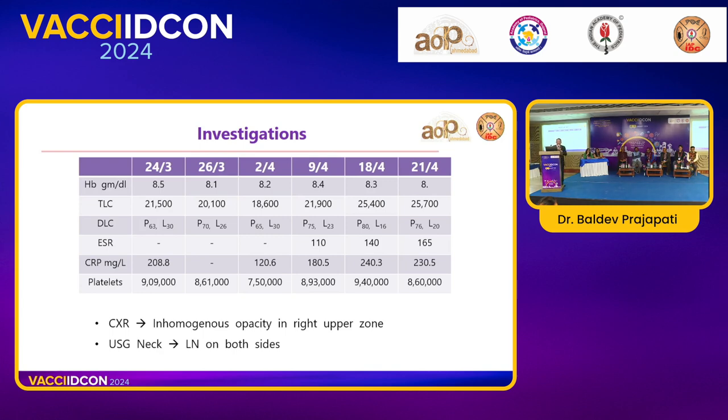What investigations were available to me before referring this? You can see the hemoglobin was fairly good, around 8. Count was always high, differential polymorphonuclear. ESR was always high, CRP sky high, platelets going even higher. Chest X-ray showed some opacity. The neck showed lymph nodes on both sides. High platelet count with also a high total count.